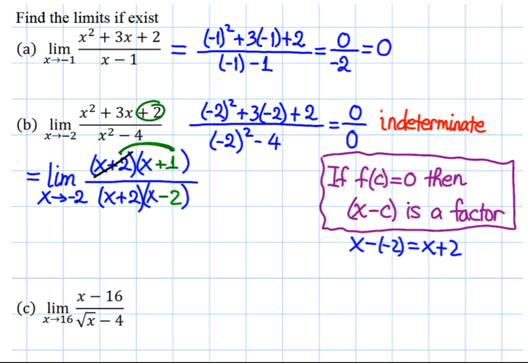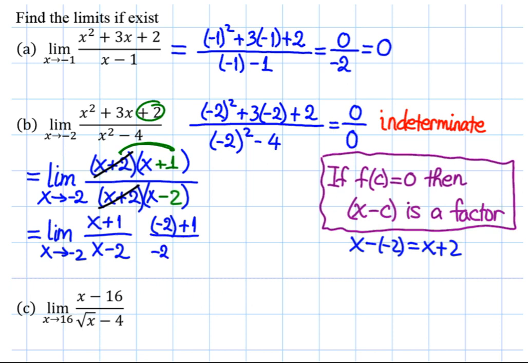Now both the top and bottom have x plus 2. It will cancel out. And so we'll have the limit as x goes to -2 of x plus 1 over x minus 2. We will substitute -2 in for x again. -2 plus 1 and -2 minus 2. That equal to -1 over -4, 1/4, which is a defined number. So we make it equal to.